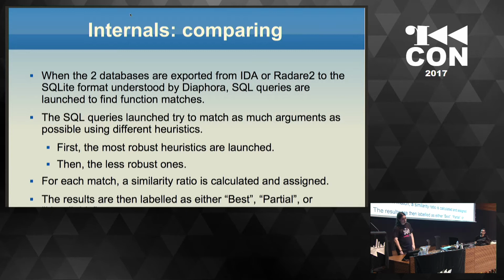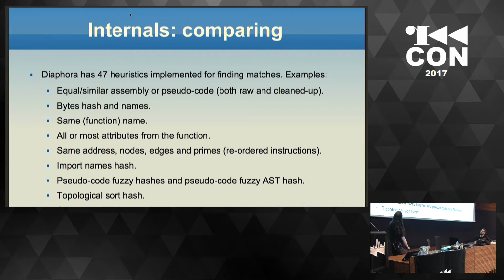So if you want to see results, you have to use IDA for now. As I said, some of the heuristics, so you can get an idea, are, for example, equal or similar assembly or pseudocode, both raw and cleaned up. With cleaned up, I mean, when we are calling a function that we don't know, I simply remove the name of the function, and it doesn't matter if the names of the functions being called are different, as the pseudocode or the assembler is actually the same. Removing the parts that are variable, it says that the functions look very similar.